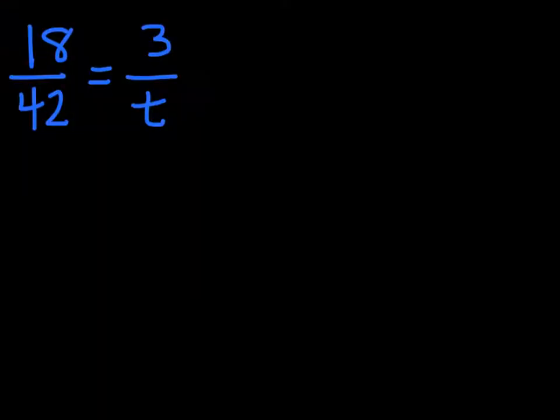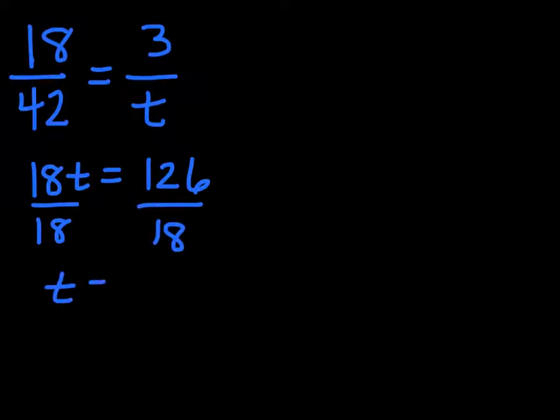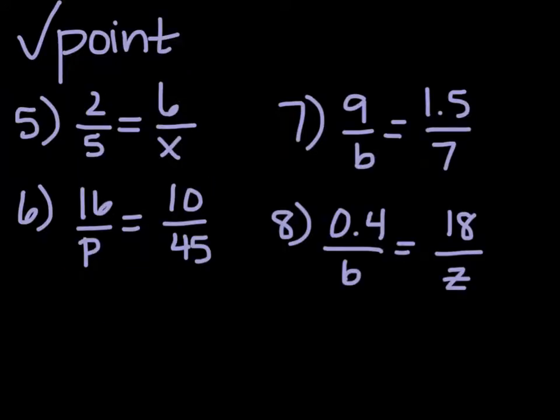Let's solve another. 18/42 equals 3/t. So let's solve for t. 18t will equal 3 times 42, which is 126. Now we divide each side by 18, solving for t to give us 7. So t equals 7. Now solve for the variables in each of these proportions. Use the cross products property to solve.